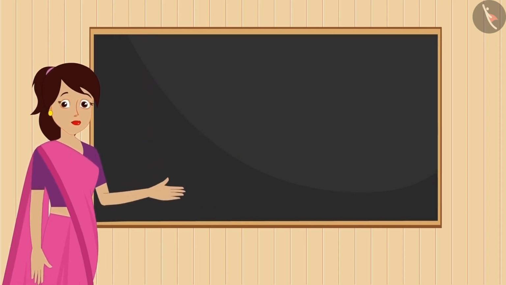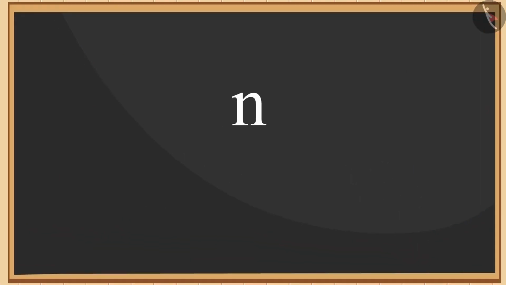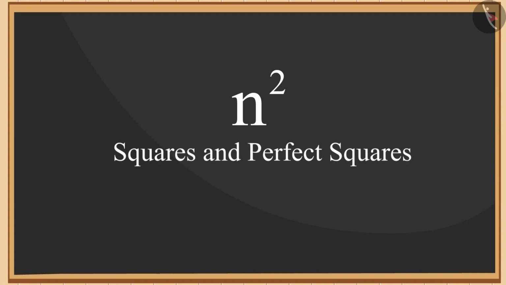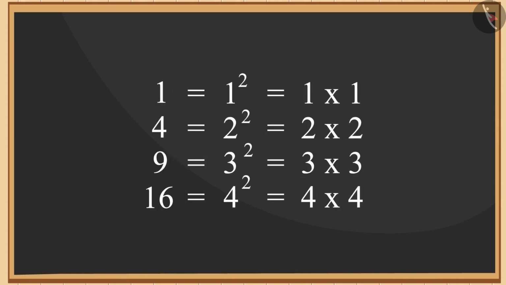Do you know that all such natural numbers, which can be expressed as the square of a natural number, are called square numbers or perfect square numbers? For example, look at these numbers. The numbers here, 1, 4, 9 and 16, are square numbers.